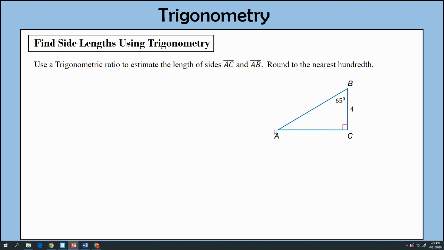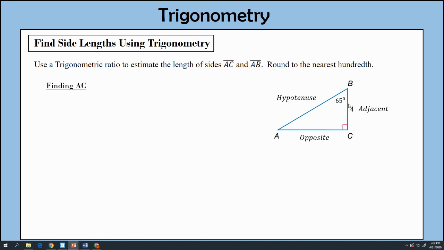So now I'm going to find the lengths of AC and AB. The first thing is they give us the 65-degree angle, so I'm going to work off of that. The first thing we do is identify the hypotenuse, that's across from the right angle. AC is going to be opposite because it's opposite of the 65 degrees, and that leaves the side that's labeled 4 to be adjacent. Okay, so we've got to find AC and AB. It doesn't matter which one you do first. I'm going to find AC first, opposite.